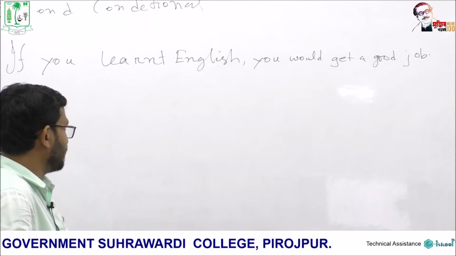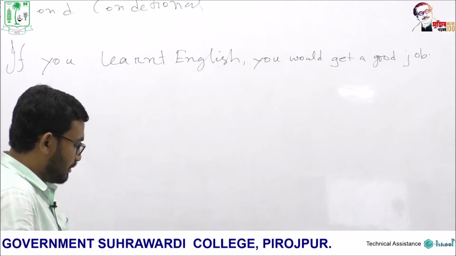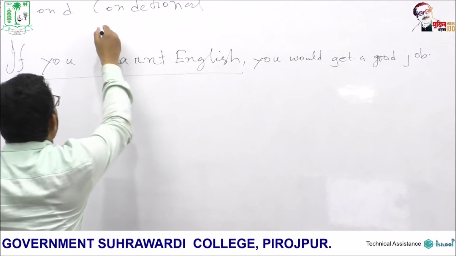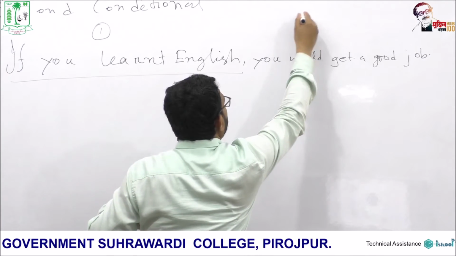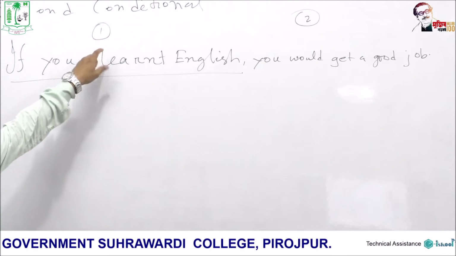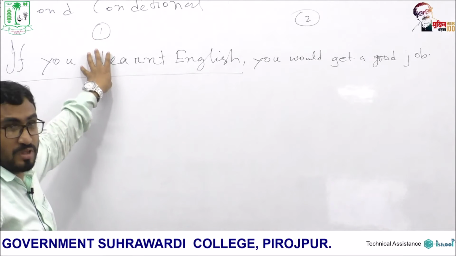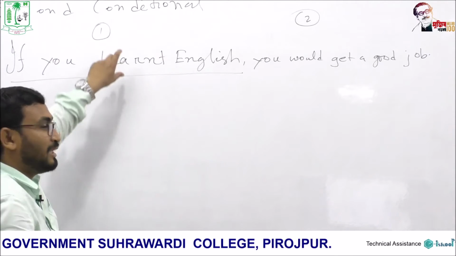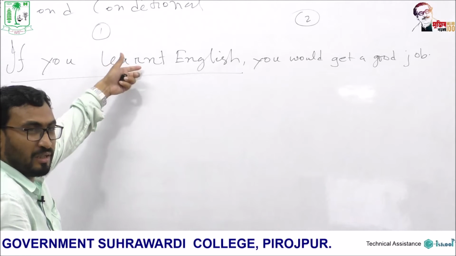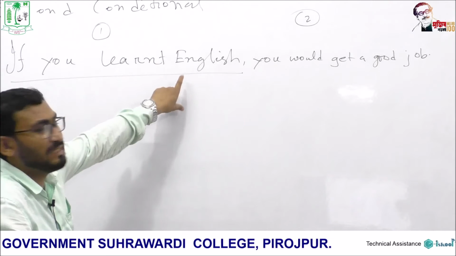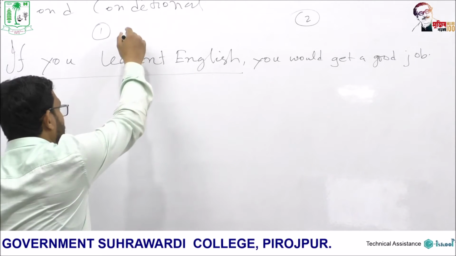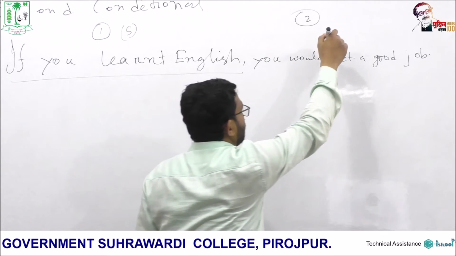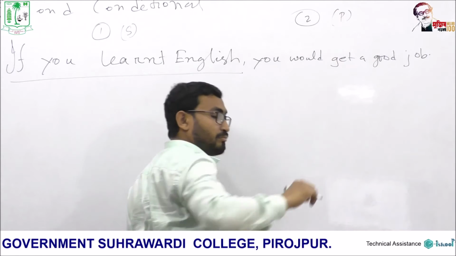How many clauses are there in the sentence? We find here there are 2 clauses. 1, 2. And the first clause normally we call the if clause. So, if you learned English, the if clause, and another name of the if clause is subordinate clause or dependent clause, we can say. So if you learned English, that is the subordinate clause, and you would get a job, the principal clause.